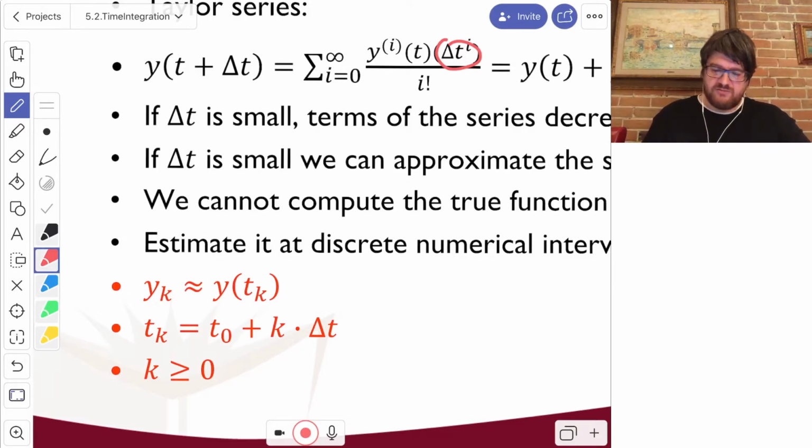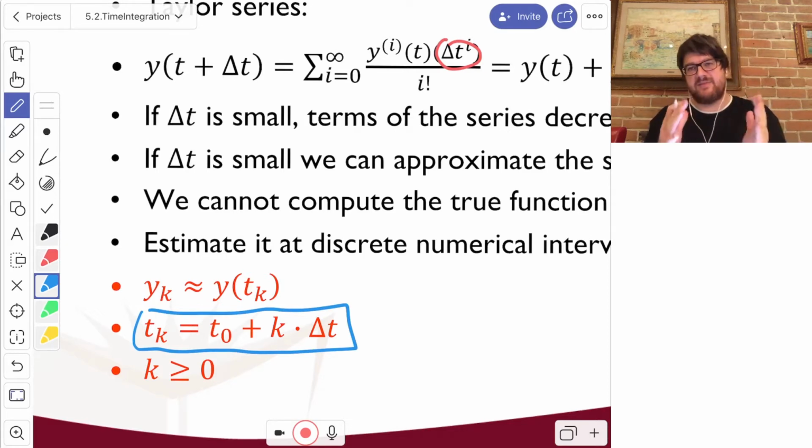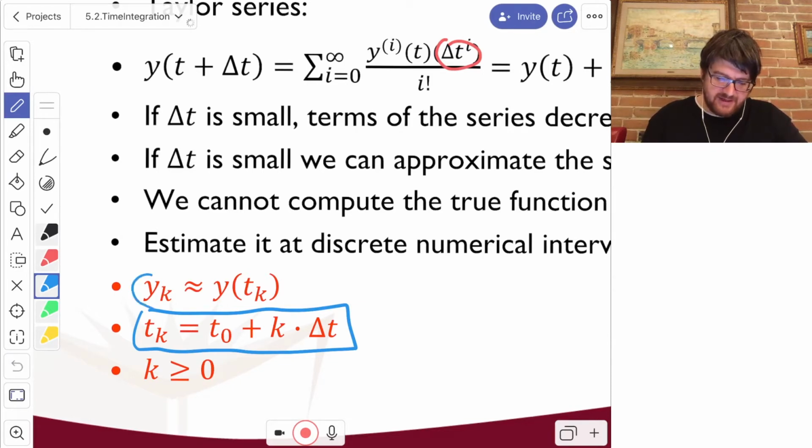So we're going to add something to the notation. We're going to call tk the kth time step. So it's t0 plus k times delta t. Delta t is the time step. Delta t is how much we advance at every point. And tk is the kth point in the future. And yk is our estimate of y of tk.